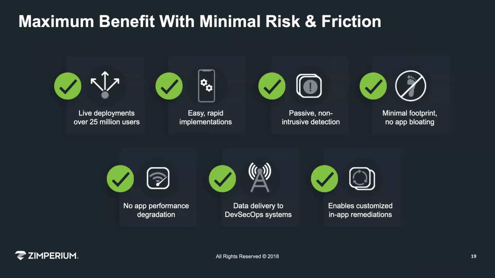So passive non-intrusive detection. Rajiv talked about Z9 before. Z9 is not doing anything that will impact the user experience. We're keeping it passive in nature. Everything happens behind the scenes. We alert you through callbacks in the app. All of these things will make sure that your user experience stays the way that it should.